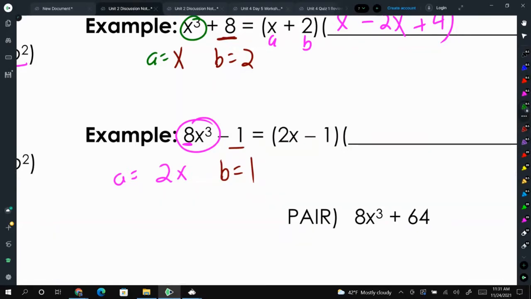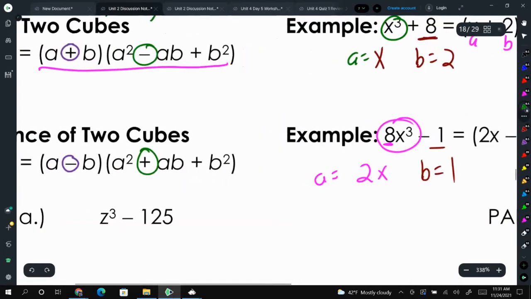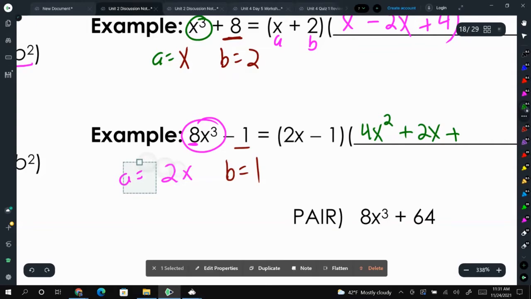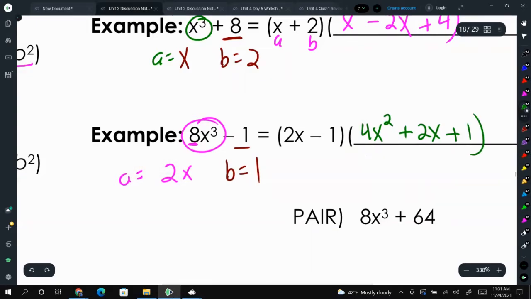Well, if a is 2x, we have to square both things, the 2 and the x. So instead of saying 2x squared, it's going to be 4x squared, plus a times b, so 2x, plus b squared, well, b is 1, so just 1. And that would be our factored form.